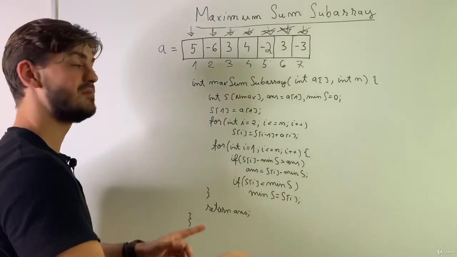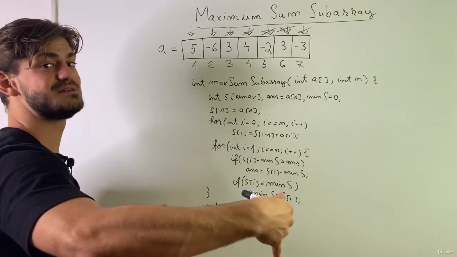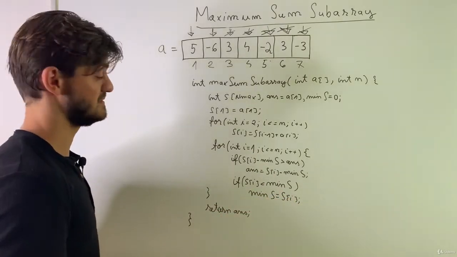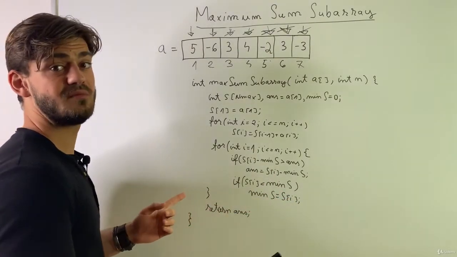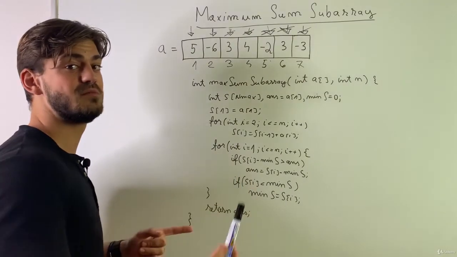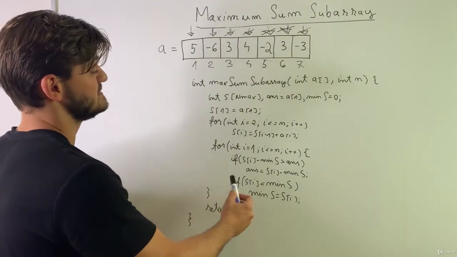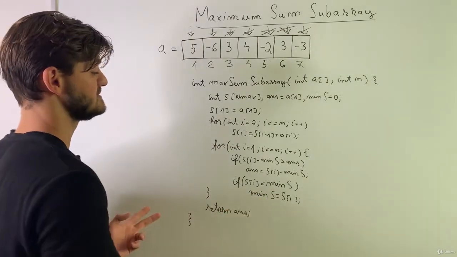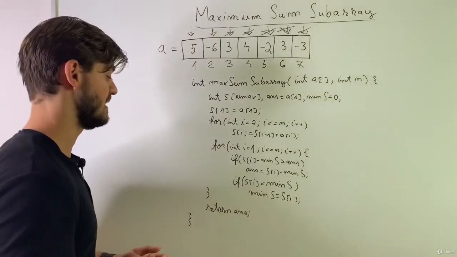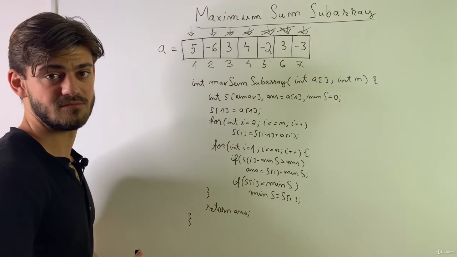and after that, I'm just gonna update the min s variable for the next right pointers that are definitely going to need it. So if si is now smaller than min s, definitely min s is gonna become si, and in the end return answer. Alright?